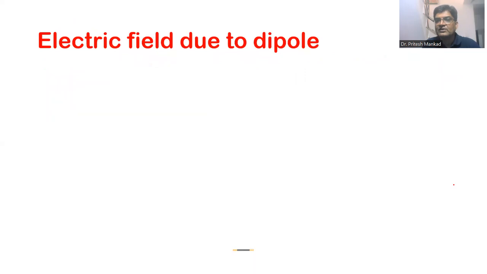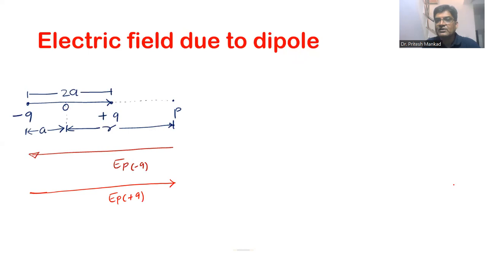Now, in this section, we are also going to discuss the electric field due to an electric dipole. The electric field due to a dipole is studied in two ways: along the axis, that is along the line joining the dipole, and perpendicular to the line joining the dipole. In today's lecture, we are going to discuss the electric field along the axis.